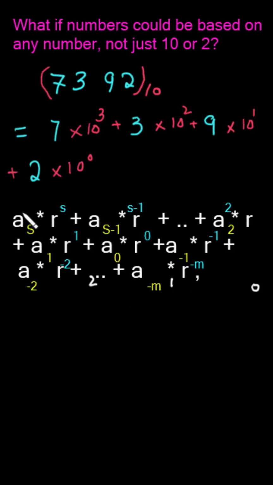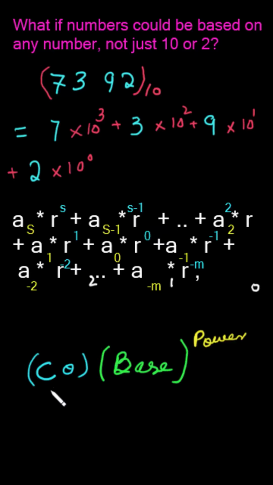We have to multiply the coefficients with the base. Remember that the subscript of the coefficient and the power of the base are the same, all the way along. So you have to remember that we multiply the coefficient with the base having a power, and this power depends on the position of the number.